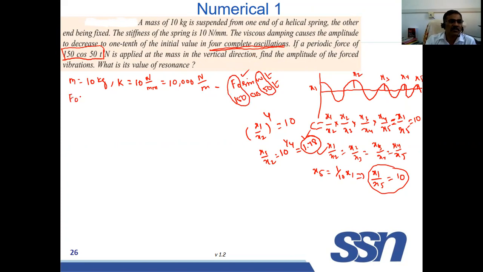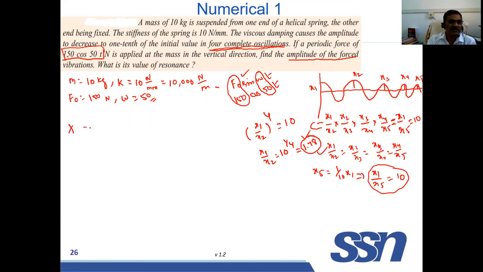So the force is 150 newtons, and at what frequency is it applied? It is 50. So these are all the data given. So what do you have to find? Find the amplitude of the forcing function. What is the equation for the amplitude?